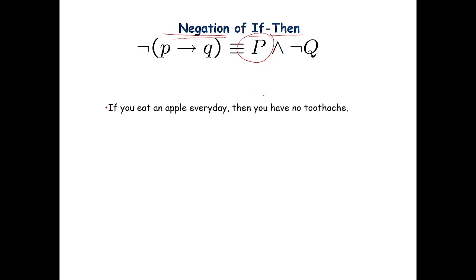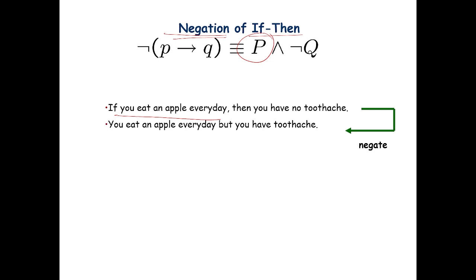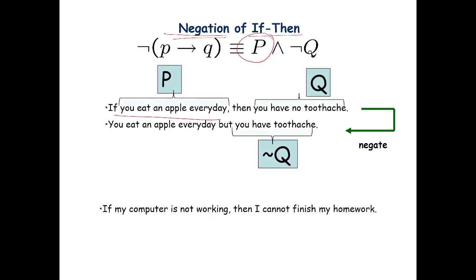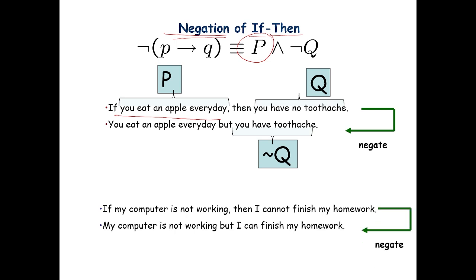If you eat an apple every day, then you have no toothache. So the negation would be: you eat an apple every day and you have a toothache. Another example: if my computer is not working, then I cannot finish my homework. Its negation is: my computer is not working, but I could finish my homework somehow.